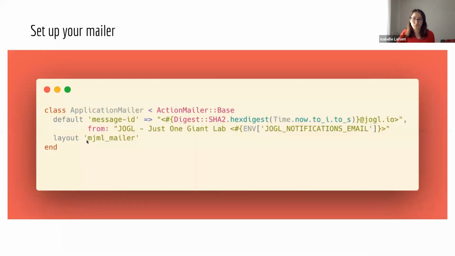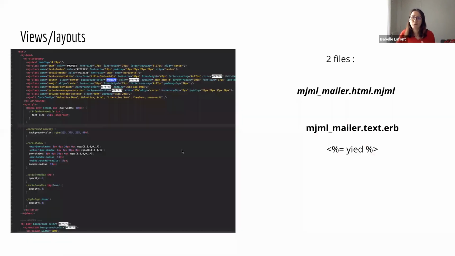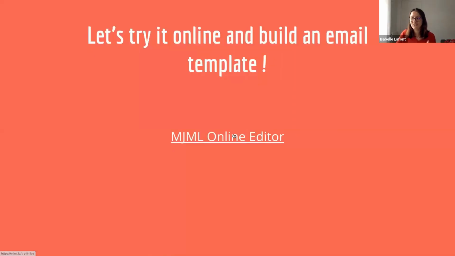So yeah, you are working with a layout, nothing fancy there. And then you have a view. So very basically, you have two files, the MJML mailer html.mjml file, just like this one. And you will have MJML mailer text.erb for the yield part. So really easy. So I could show you a lot of code snippets to explain how MJML is working, but I just think it would be more fun if we could code a template together. So let's try it online.